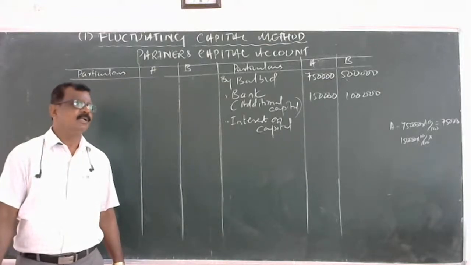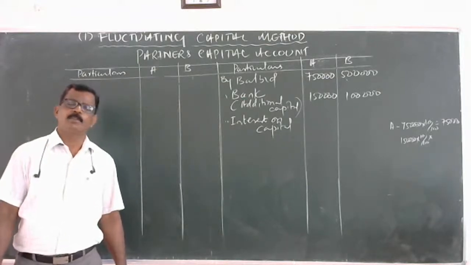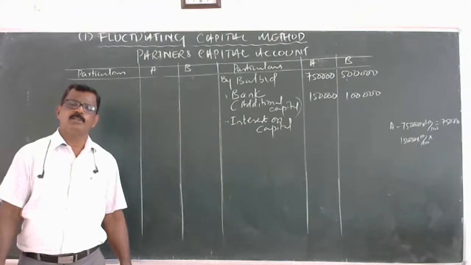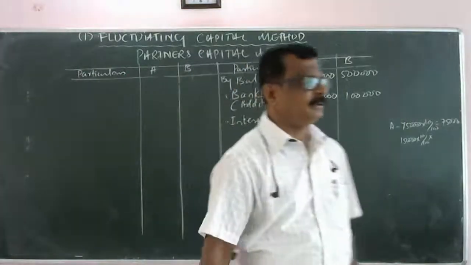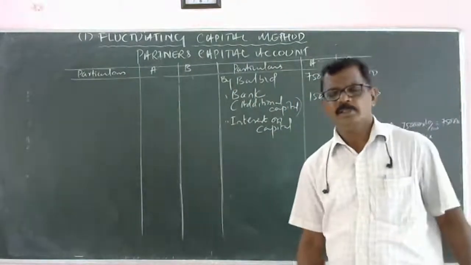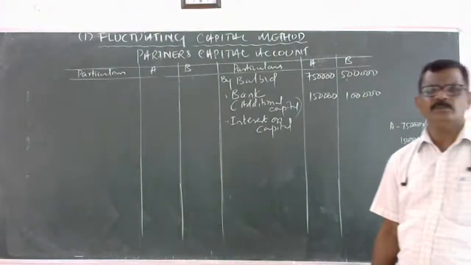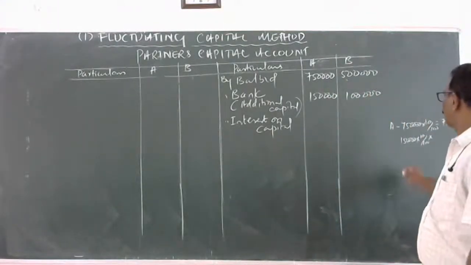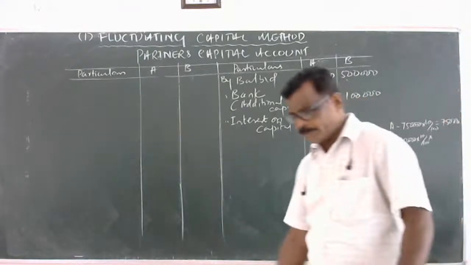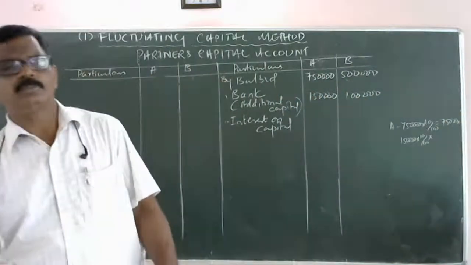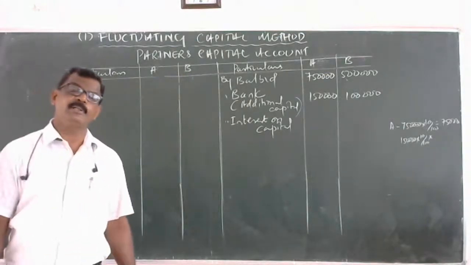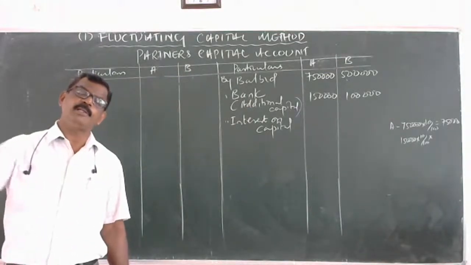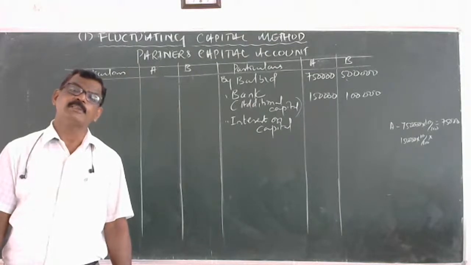If you observe the information, the profit or loss for the year is loss for the year 2018 and 19. That means the current year is 2018 and 19. Therefore, the additional capital introduced is 1st July 2018. From 1st July 2018 to 31st March 2019, you have to calculate interest.